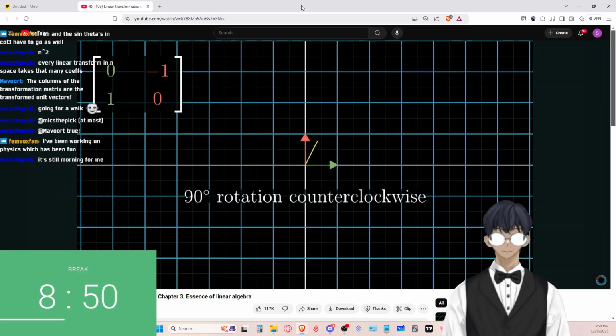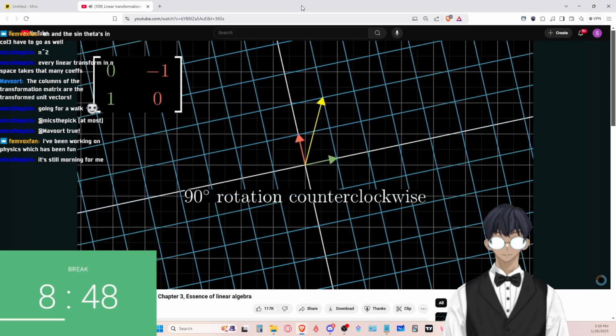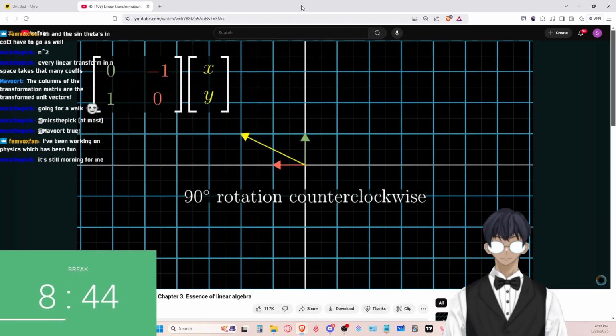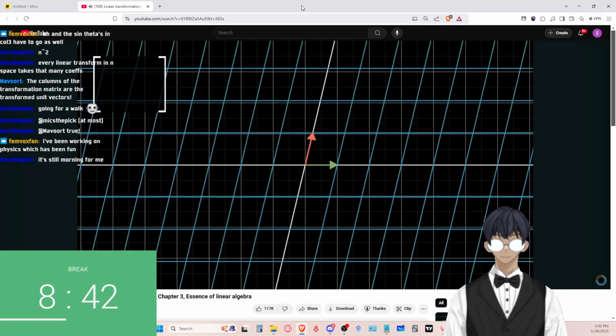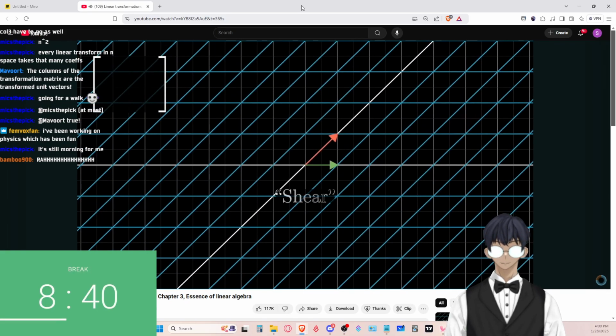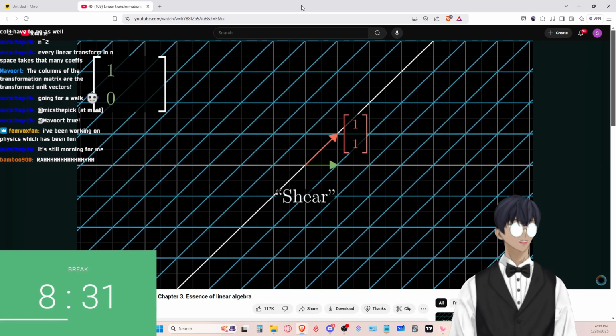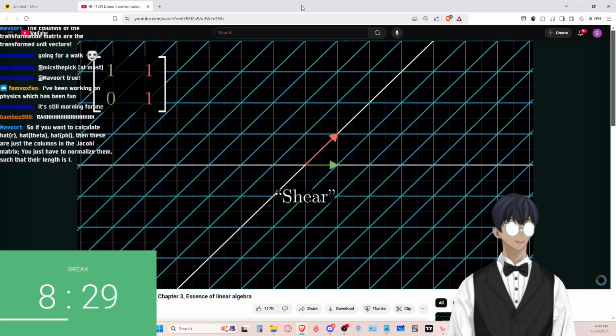To figure out what happens to any vector after a 90-degree rotation, you could just multiply its coordinates by this matrix. Here's a fun transformation with a special name, called a shear. In it, i hat remains fixed, so the first column of the matrix is 1, 0. j hat moves over to the coordinates 1, 1, which become the second column of the matrix.